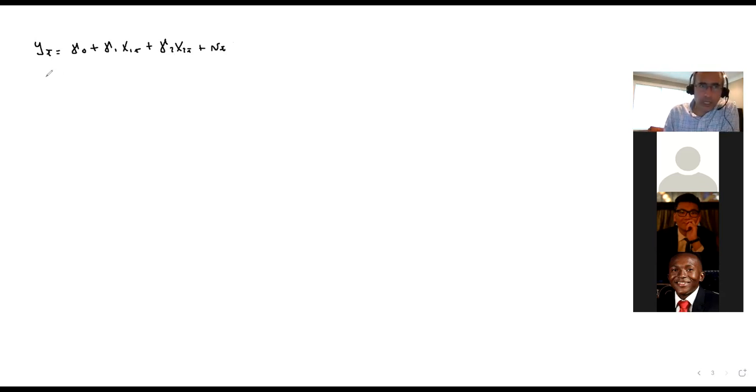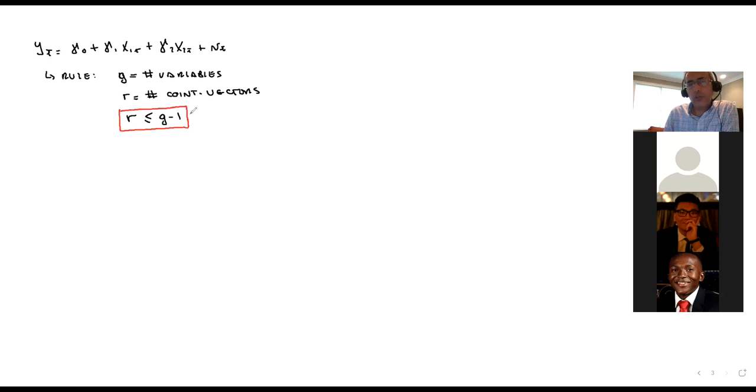There is a rule, okay? There is a rule. If you have G, G represents the number of variables, and R represents the number of cointegrating vectors. There is a rule, guys, that R must be smaller or equal than G minus one. So the number of cointegrating relationships is going to be at most the number of variables you include in your regression minus one.